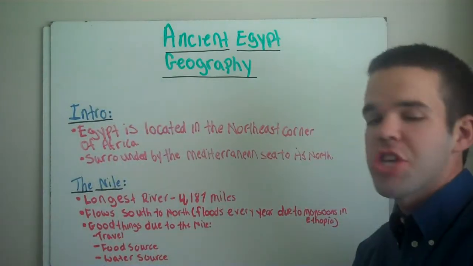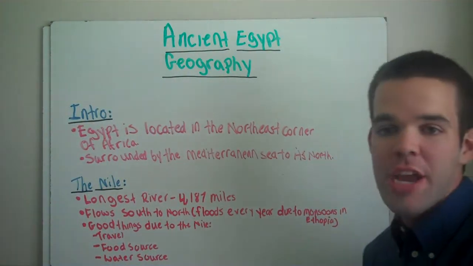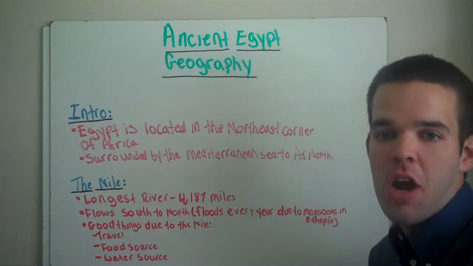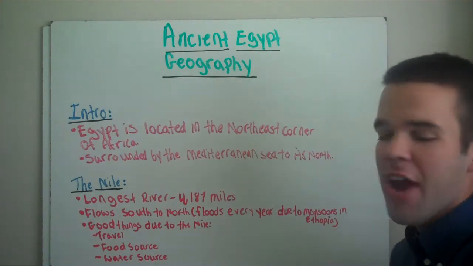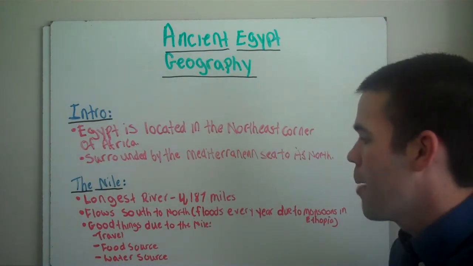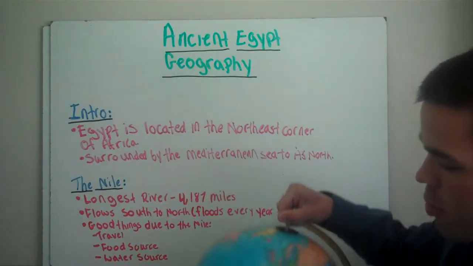Today we're going to cover the geography of ancient Egypt. In today's lesson we're going to talk about where Egypt is located in the world. We're going to talk about the Nile River. We're going to talk about the climate and deserts and agriculture and other aspects of the geography of Egypt. So let's get started today with where is Egypt located in the world.